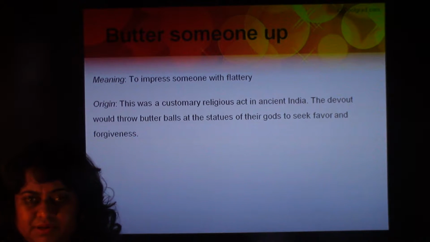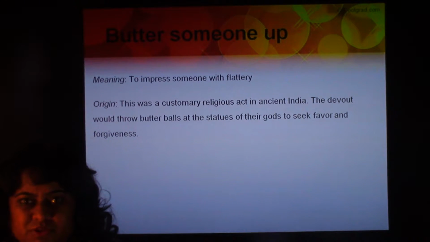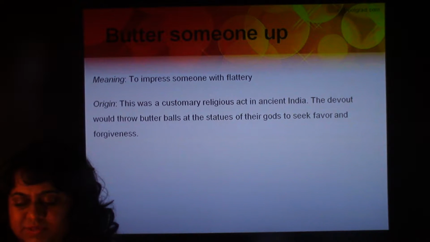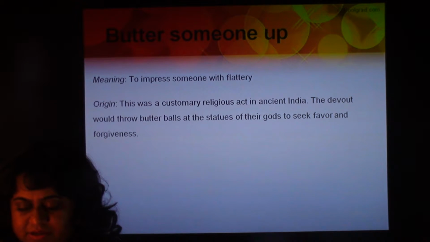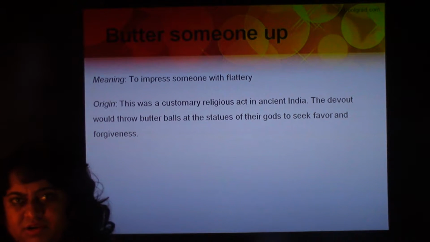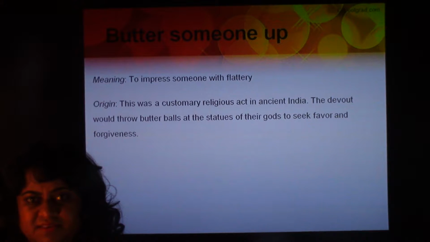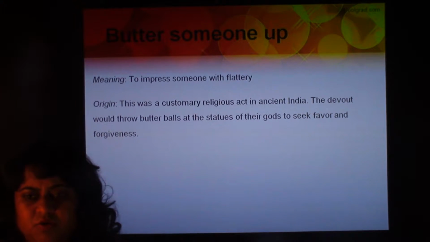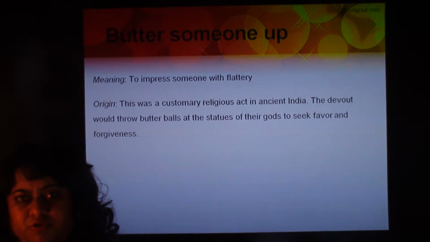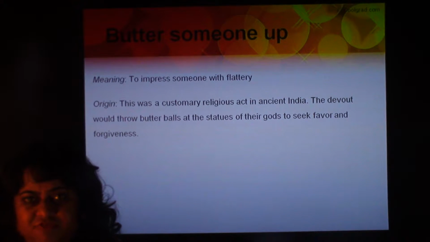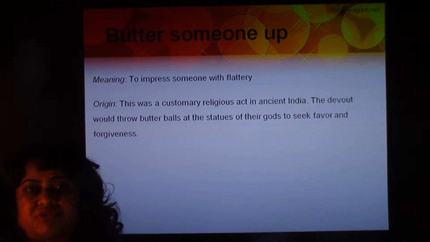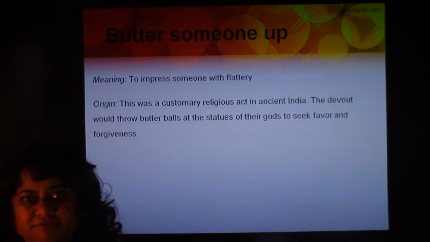To butter someone up means to impress someone with flattery. This was a customary religious act in ancient India. The devout people would throw butterballs at the statues of their gods to seek favor and forgiveness. There's the Hindu god Krishna, who used to love butter. So a lot of devotees would take butter balls and offer them to the gods and sometimes throw them at the deities. They would offer butter to ask for favors and forgiveness. So that's what it means to butter someone up, to impress someone by flattery.